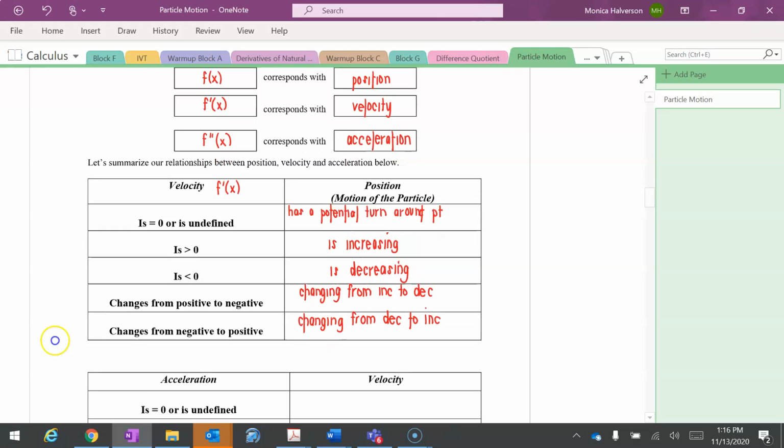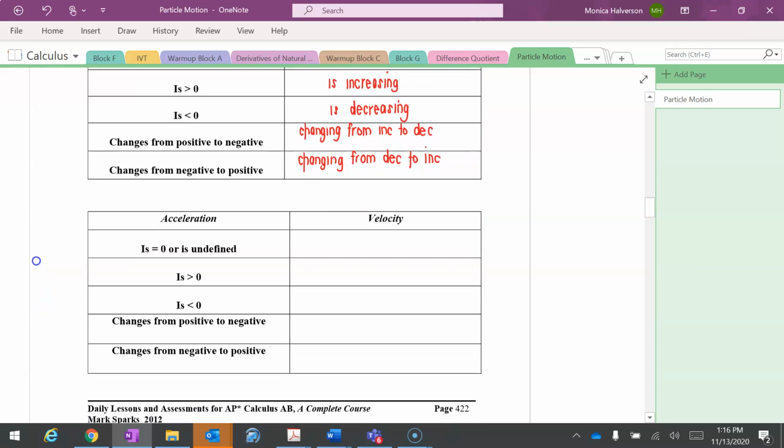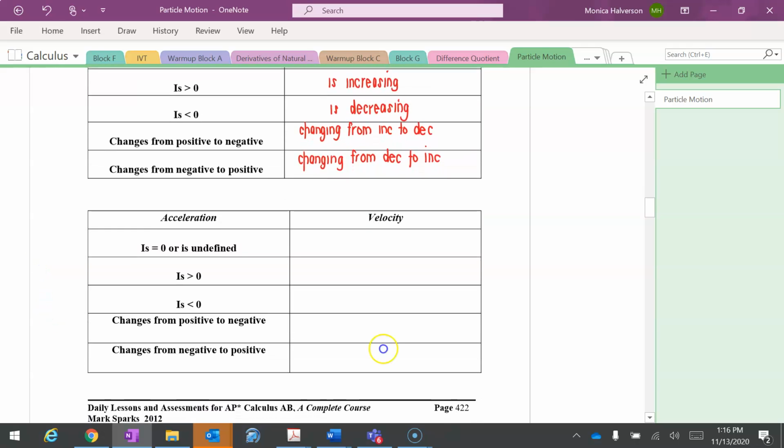It also applies to the relationship between acceleration and velocity. So if acceleration, which is the second derivative, is equal to 0 or is undefined, that means that this is where a potential change in velocity has occurred.